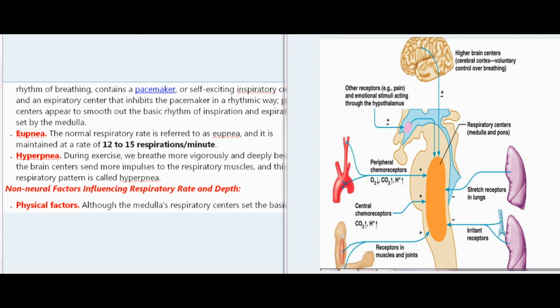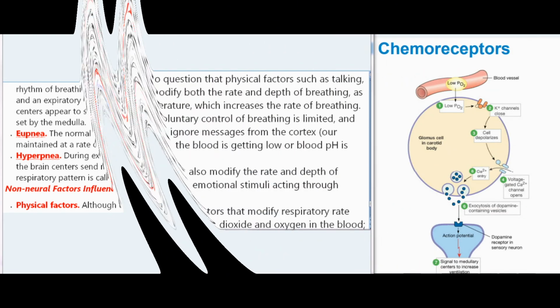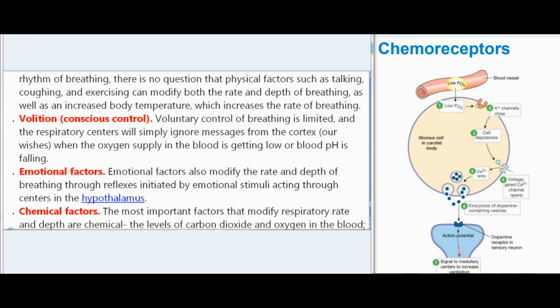Non-neural factors influencing respiratory rate and depth. Physical factors. Although the medulla's respiratory centers set the basic rhythm of breathing, there is no question that physical factors such as talking, coughing, and exercising can modify both the rate and depth of breathing, as well as an increased body temperature, which increases the rate of breathing.